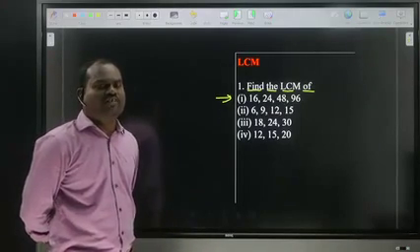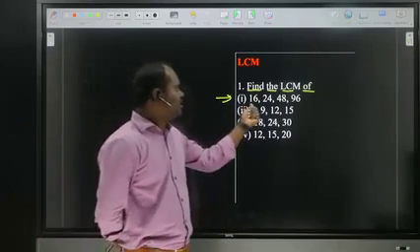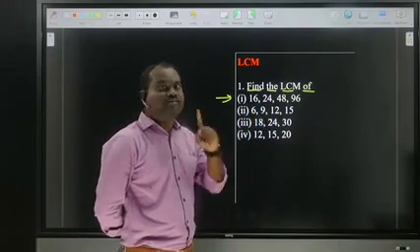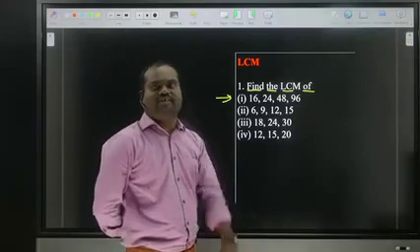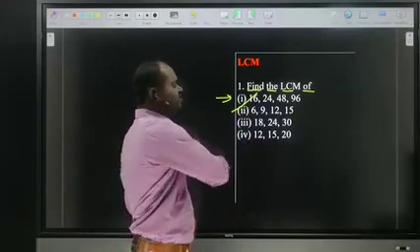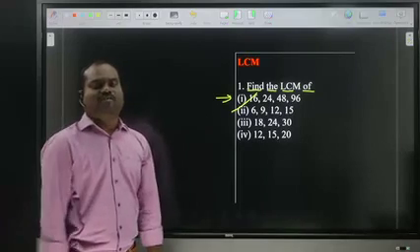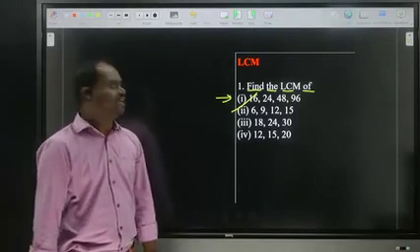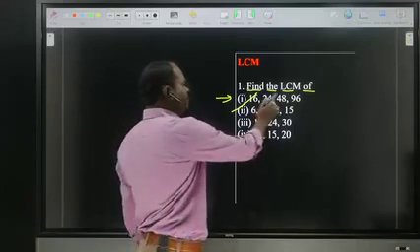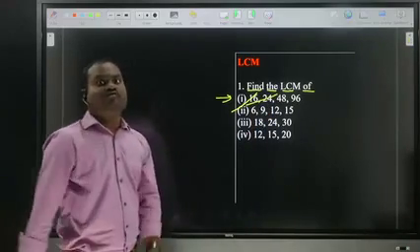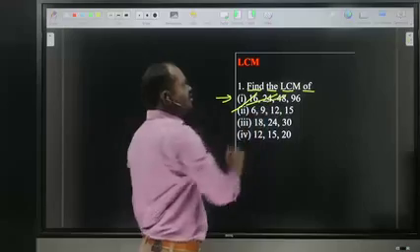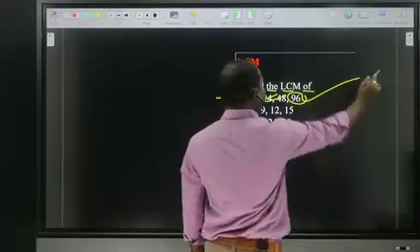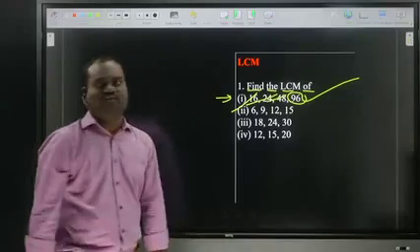Okay, what is the first number? 16. Observe, in the 16 table, can you get any one of these? We will get 48 as well as 96. That's why we can eliminate 16. What is the next number? 24. In the 24 table, can you get any one? 48 clearly, 96. So 24 we can eliminate, and 48 also we can eliminate. What is the balance? 96. So what is the LCM? 96. Your answer is 96.